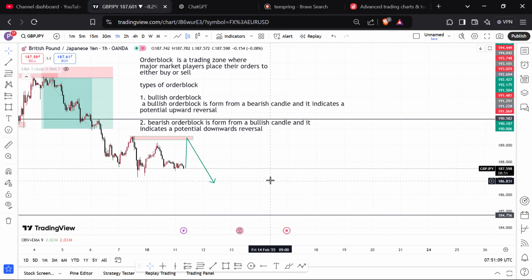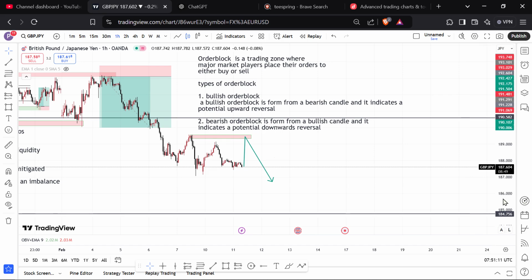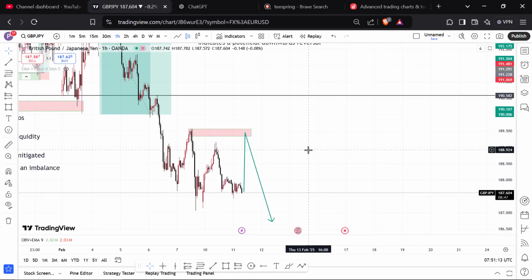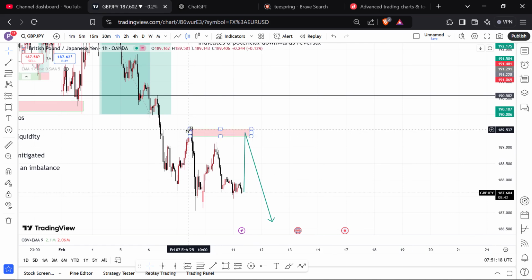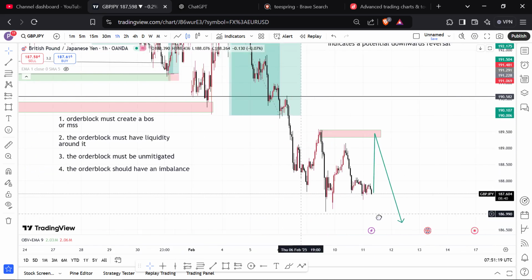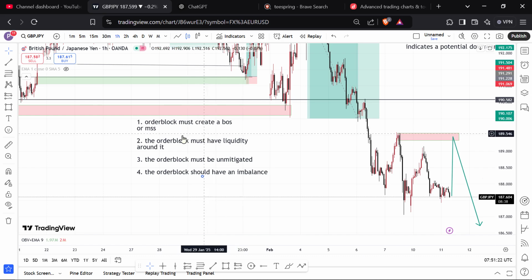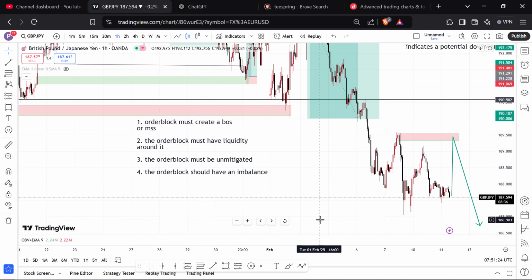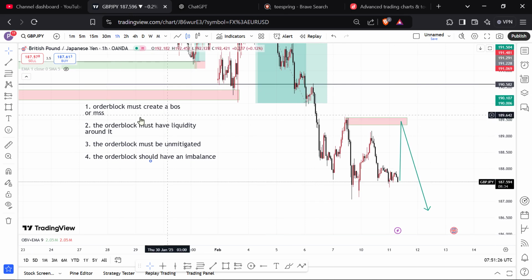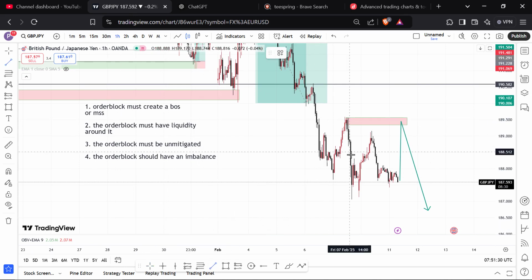So now look at this level here. Because of the way I trade, this order block is valid. Now what are the rules? The first rule states that the order block must create a market structure shift. Now look here, we have a market structure shift or a break of structure. We have a break of structure here.